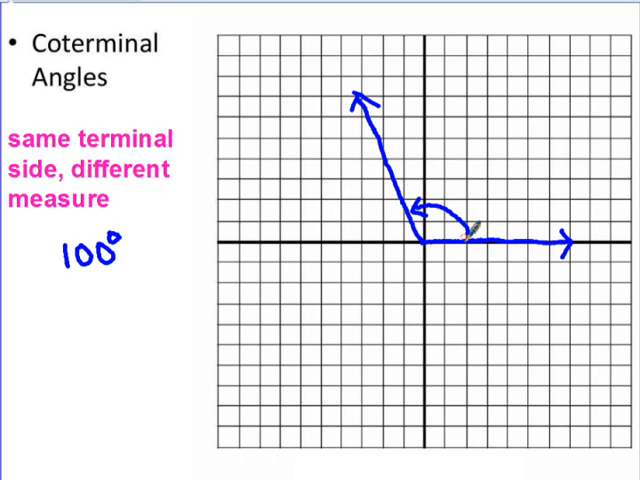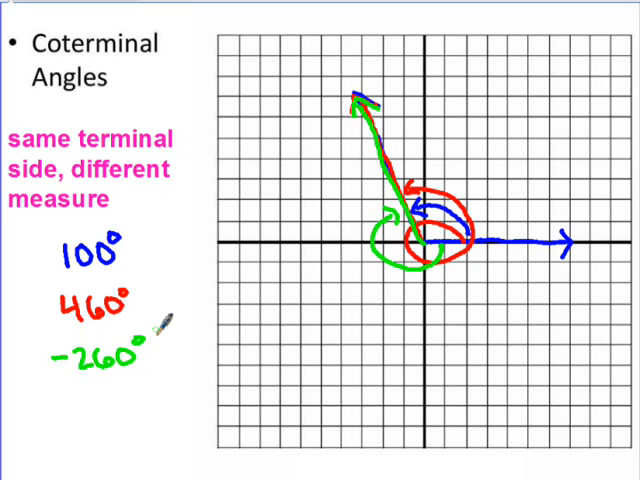I could also start in the same place, go around a full circle, and then come back and end at that same place. So they would have the same terminal side, but this time that angle would have a measure of 360 plus 100, so it would be 460 degrees. I could also go in the negative direction, so I could go from this angle and go around this way to that side. So again, that's a third angle that has the same terminal side. But this time it's a negative, and that angle would have a measurement of negative 260 degrees.